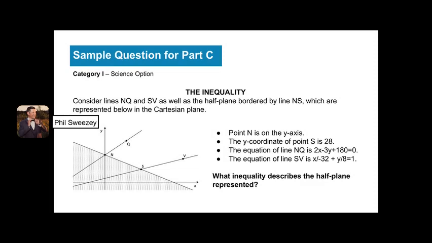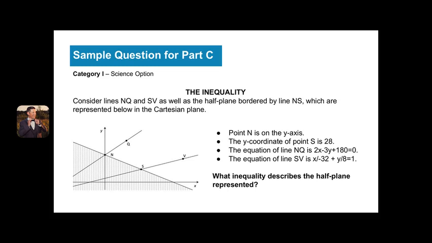Sample question for part C, the inequality, also an analytical geometry question that deals with inequalities. So first off, I want you to notice that inequality in the shaded section. This should be something that you should be well aware of, as well as what that shaded line and region may represent. In addition, you should take note that the line segment that goes through NS is a solid line.